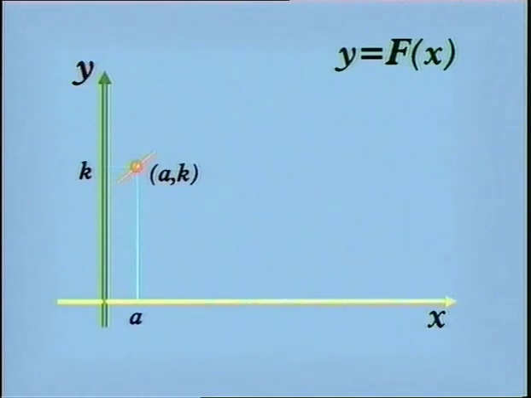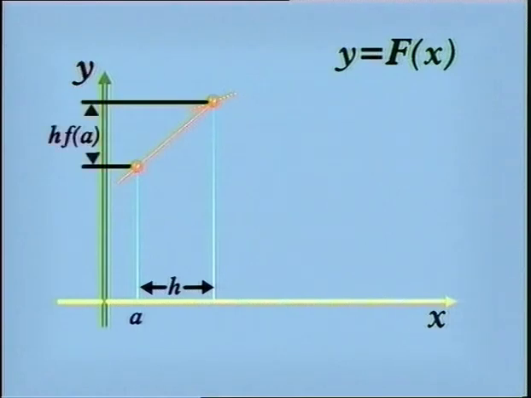The points on this tangent are close to points on the graph of big F itself, provided that we are not too far from x equals a. Let's take the tangent as an approximation to the curve up to a horizontal distance h away from x equals a, at which point we've risen a height h times little f of a from the starting point.